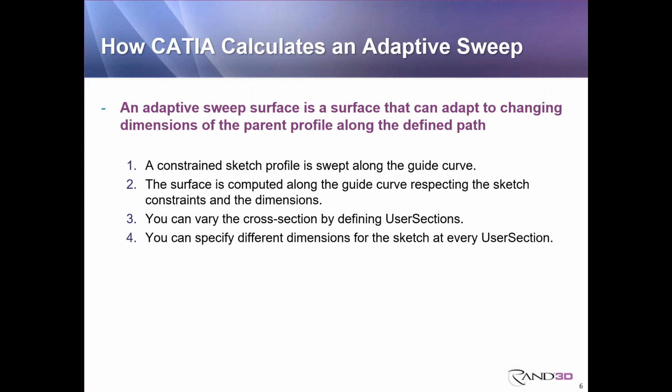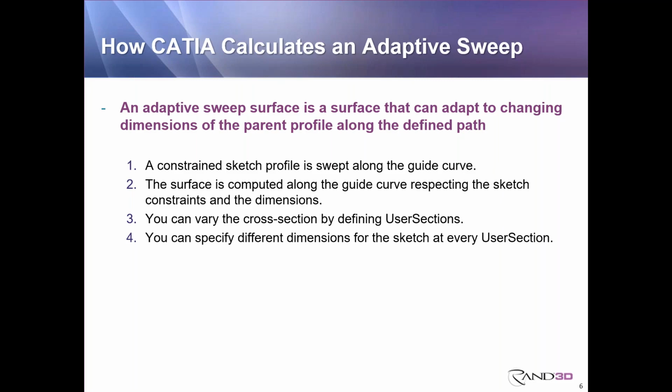Let me mention some summary of what we just stated. The adaptive sweep itself is, as you can tell from these bullets, different from the simple sweep with the explicit option, basically because the adaptive sweep surface inherits the sketch constraints along the surface that's created. The adaptive sweep allows you to create intermediate sections, which are known as user sections, on the fly along the guide curve.